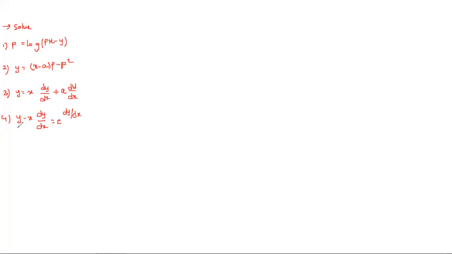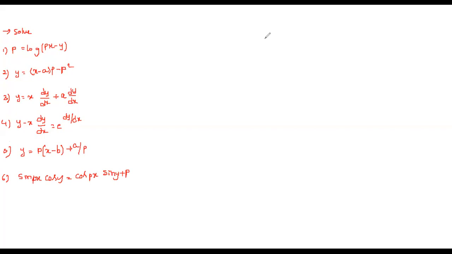The next problem, fifth one, y is equal to p into (x minus b) plus a by p. And sixth one, sin px cos y is equal to cos px sin y plus p.